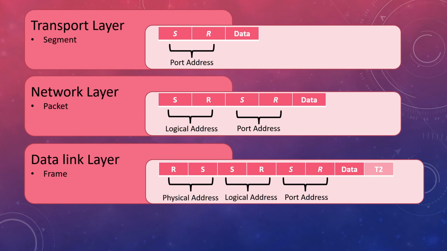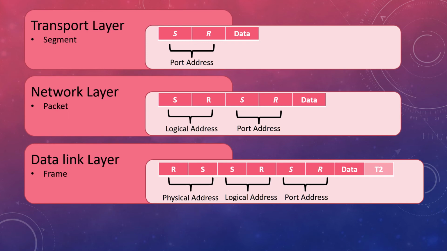We have three layers: transport layer, network layer, and data link layer. In the transport layer, we have the segment. A segment has three parts. Two parts are for port addresses, sender and receiver: the first part is for the sender and the next for the receiver. The third part is the data, which is the message that we need to send to the receiver.